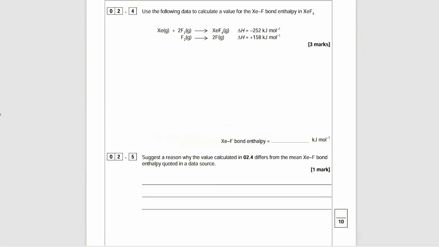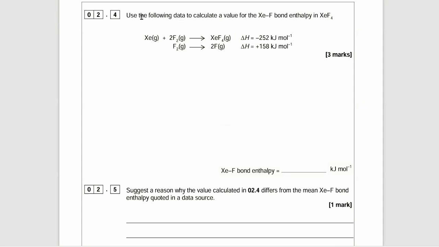2.4. Use the following data to calculate a value for the Xe-F bond enthalpy in XeF4. So that's xenon, by the way, that element, and fluorine. So we've been given the data for Xe plus 2 fluorine molecules goes to XeF4. We're trying to find the bond enthalpy for one Xe-F bond. Okay, we've got the data here when fluorine reacts with Xe to make that.